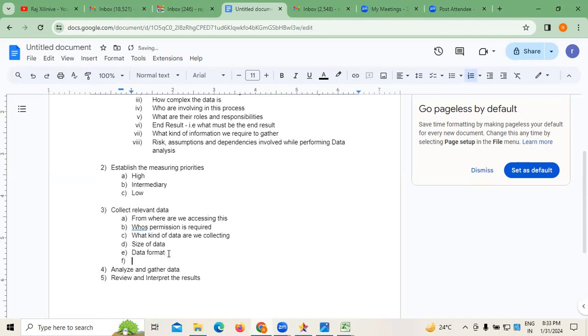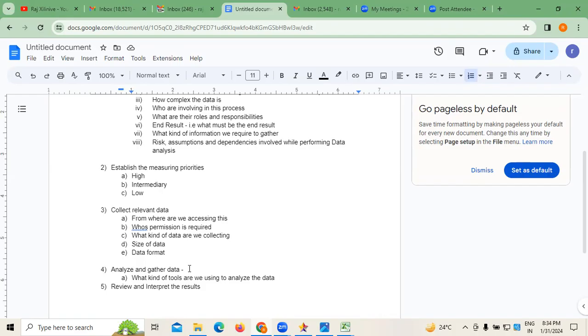What kind of format of data have we taken? That is something we have to know. Next, analyzing the gathered data: what kind of tools are we using to analyze the data? Once we have collected and gathered all the relevant data, we have to decide what kind of tools we are going to use to analyze it.